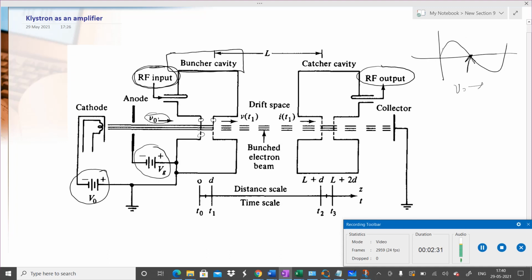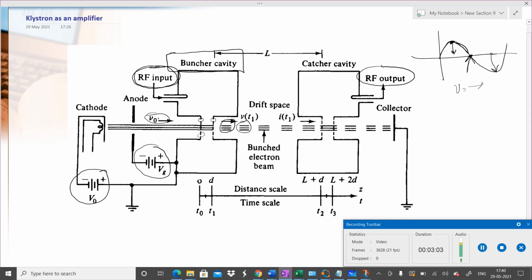But electrons will also go through this peak. Suppose electrons undergo this field. They are experiencing a positive, higher field, so they will get accelerated and the velocity will increase. And similarly, the electrons which experience this negative field will get retarded, so their velocity will decrease. As a result, we will form something called bunches of electrons, right?